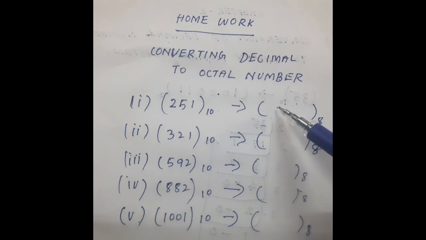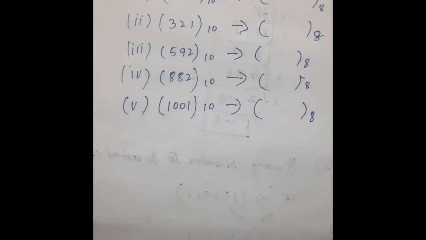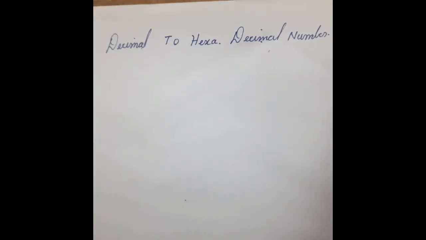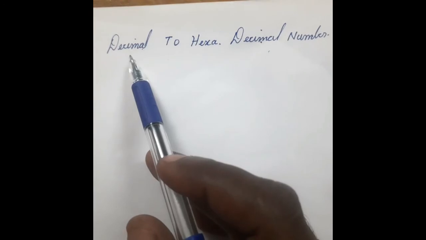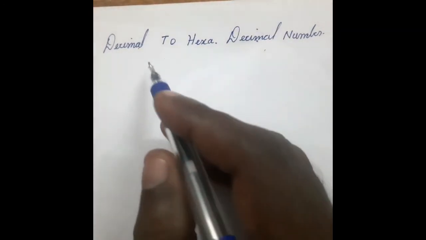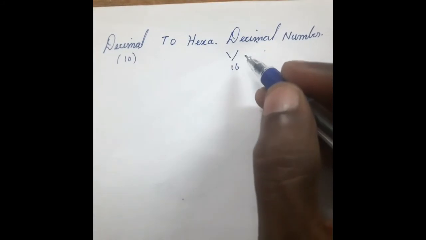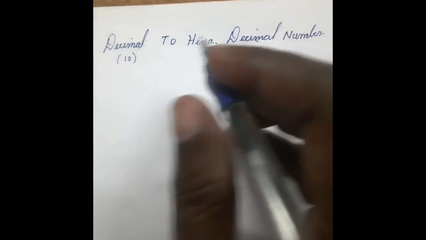Next we are going to see how to convert decimal to hexadecimal number system. Students, now let us see how to convert decimal to hexadecimal number system. For example, the base value of decimal number system is 10. The base value of hexadecimal number system is 16. I have already explained you in the first class.